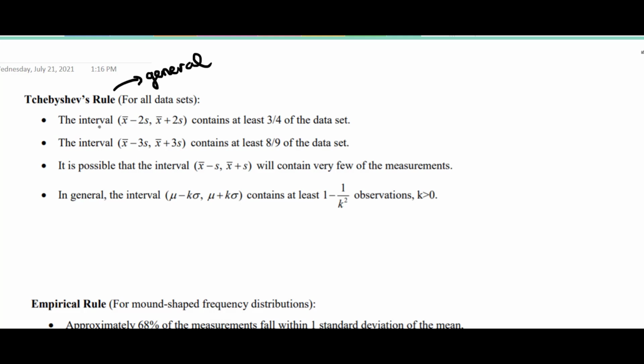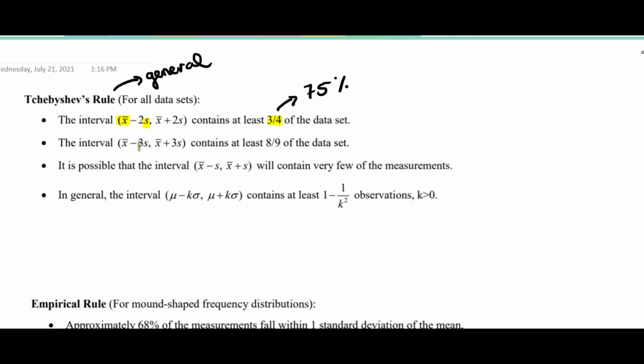Basically what this rule says is that the interval x bar minus or plus 2s contains at least 3 over 4 of the data set. This means 75%. Let's talk about what this interval means. x bar we know is the sample mean, or the average, and s is the standard deviation. So in the interval x bar, or the mean, plus or minus 2 units of the standard deviation, we have 3 over 4 of the data set. So this interval contains 75% of the data set. This is what this means.